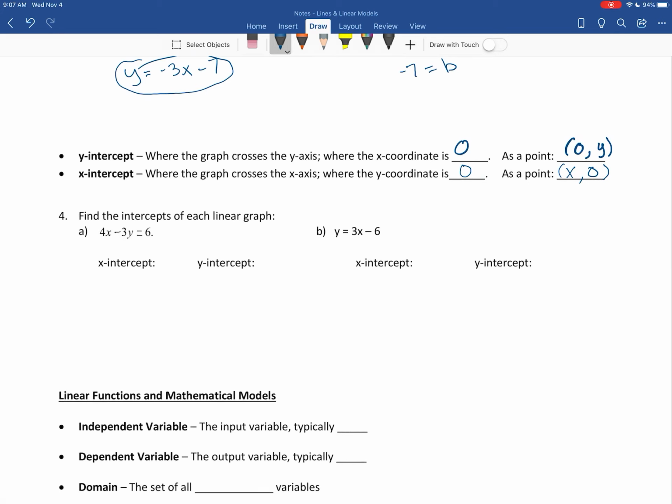Anytime we want to find an intercept, we let the other value be 0. So in this example, if I want to find the x-intercept, I'm going to let y be 0 to do that. So 4x minus 3 times 0 equals 6. 4x equals 6. So x equals 3 halves. As a point, that is the point 3 halves, comma, 0.